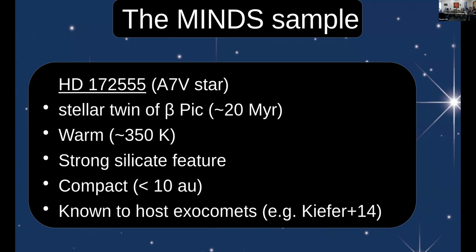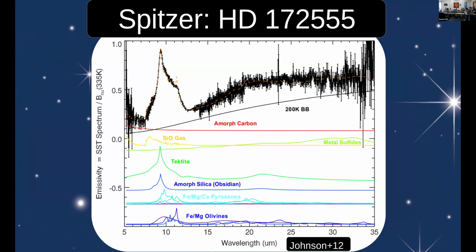And it has a very strong silicon feature, which is what you get when you have warm, small dust grains. So this was already seen with Spitzer in 2009 and 2012, where they analyzed the composition of the dust in the system based on the silicon feature. And the conclusion there was that you need some high velocity collisions to make this kind of mineral composition.